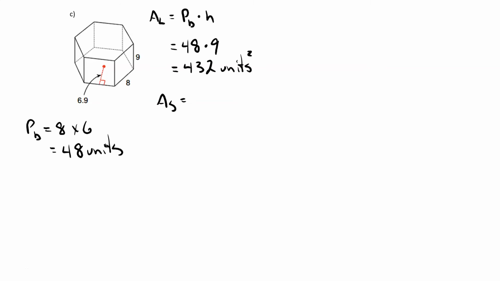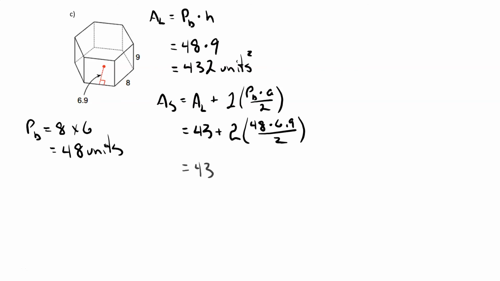Calculating the surface area, we're going to take the lateral area and add to it 2 times the perimeter of the base times the apothem divided by 2. So we get 432 plus 2 times the perimeter of the base, which we said was 48, times the apothem, which we're told is 6.9, dividing that by 2. The 2's cancel out, so we just end up with 48 times 6.9, which is equal to 331.2 units. Adding those together, we get 374.2 units squared.